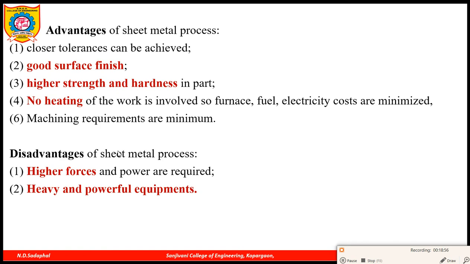So what are the disadvantages of this process? Higher force is required because the workpiece is in the cold condition, it will not be heated, so higher force is required to deform the workpiece into the required shape. To apply higher force, heavy or powerful equipment is required.